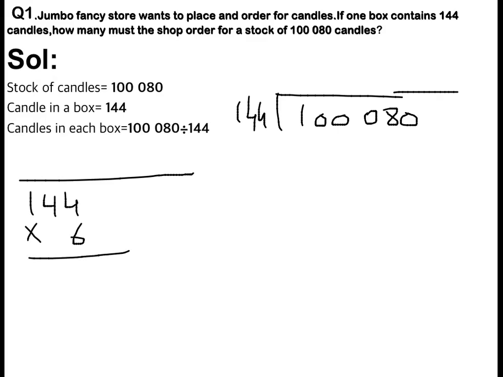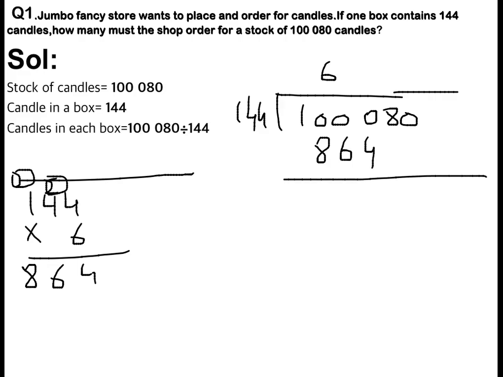6 fours are 24, 2 carry. 6 fours are 24, 25, 26, 2 carry. 6 1 is 6, 7 and 8. Yes, student, 864. We will take carry from 1. 10, 10 minus 4 is equal 6. Here is 9. 9 minus 6 is equal 3. Here is also 9. 9 minus 8 is equal 1.